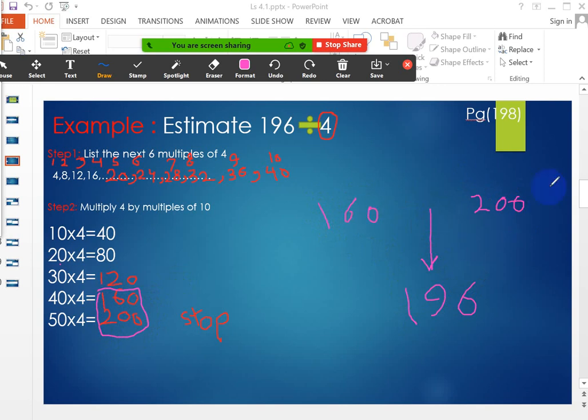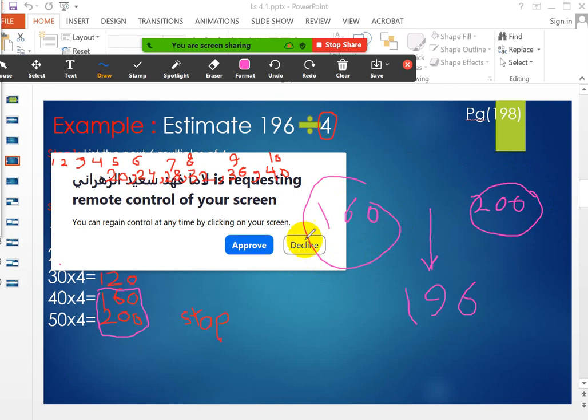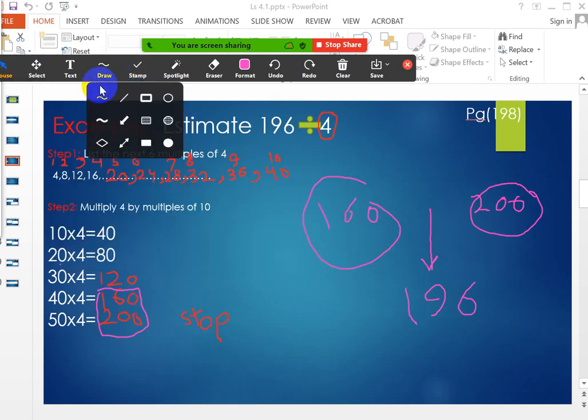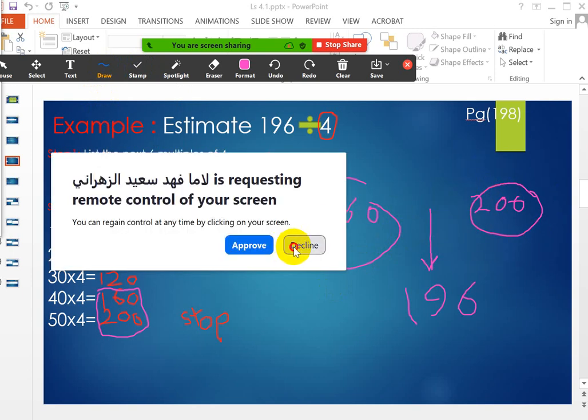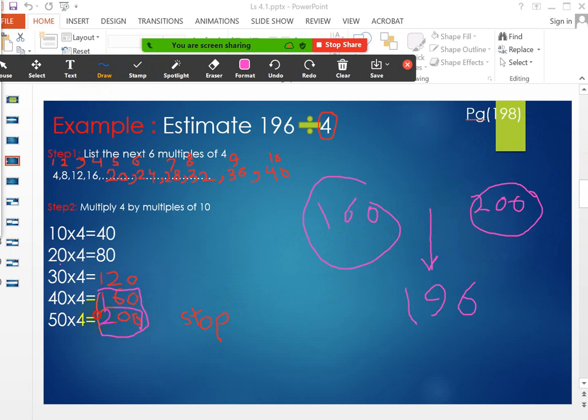But is it close to this multiple or this one? Excellent, girls. So it's close to 200. So that means this multiple is close to the number. That means the answer for this division is 50. Okay? The answer will be about 50.